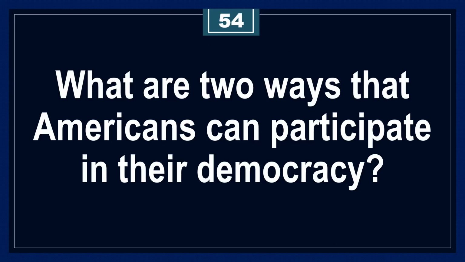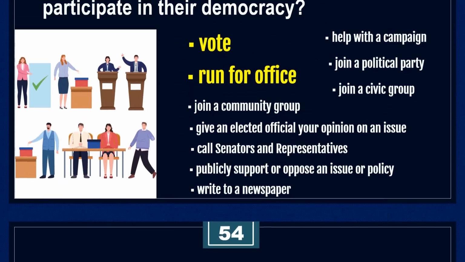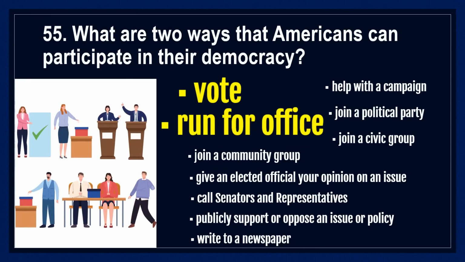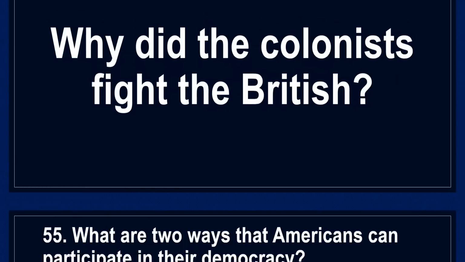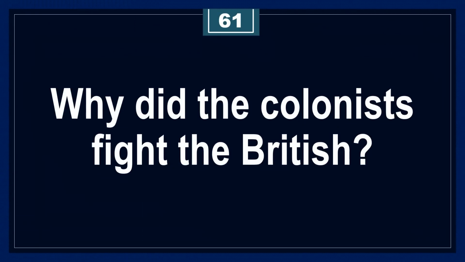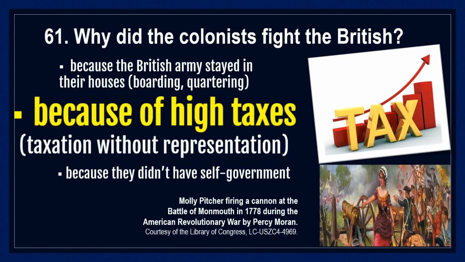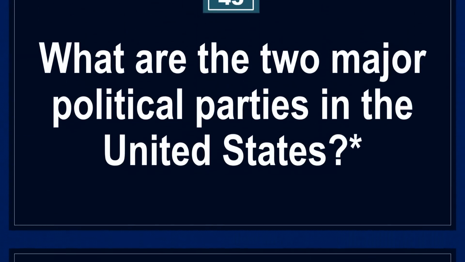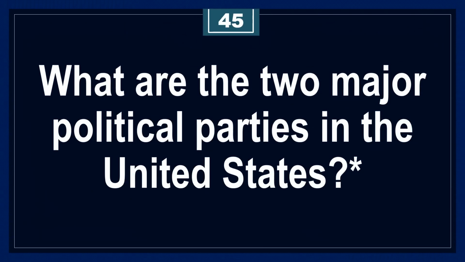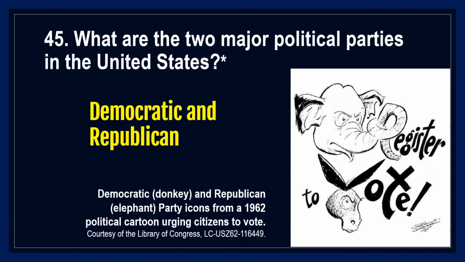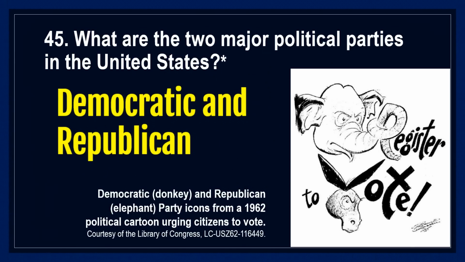What are two ways that Americans can participate in their democracy? Vote, run for office. Why did the colonists fight the British? Because of high taxes. What are two major political parties in the United States? Democratic and Republican.